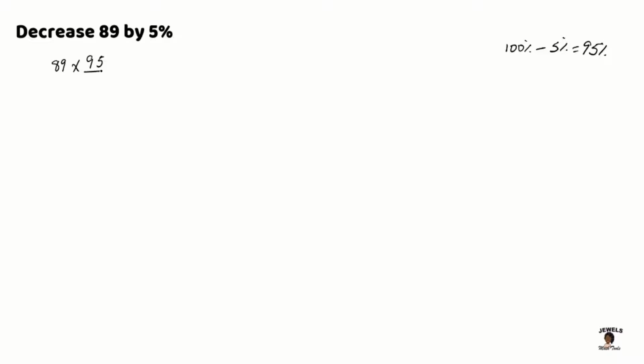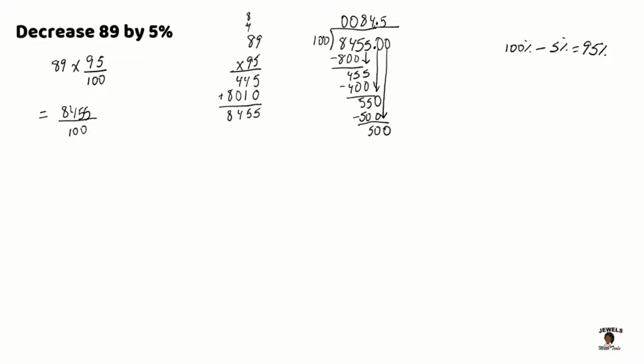And remember that our percentage goes over 100. 100 divides into 500 5 times. 5 times 100 is 500. And 500 minus 500 will leave us with 0. So our 89 when decreased by 5% is 84.55.